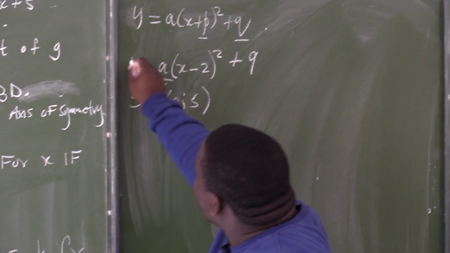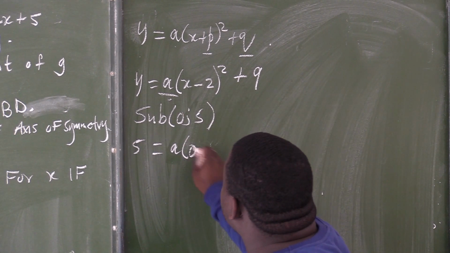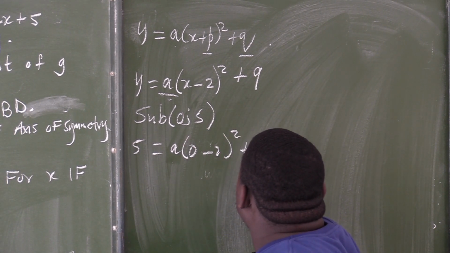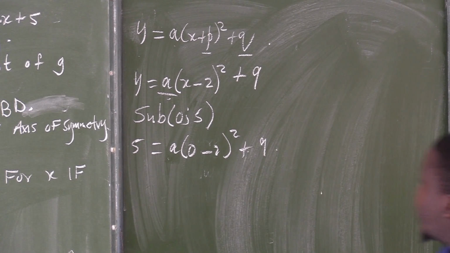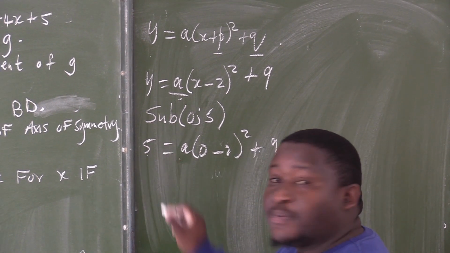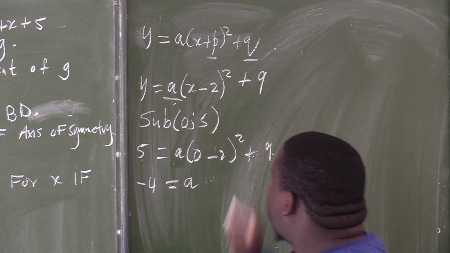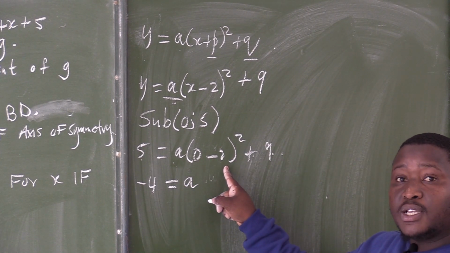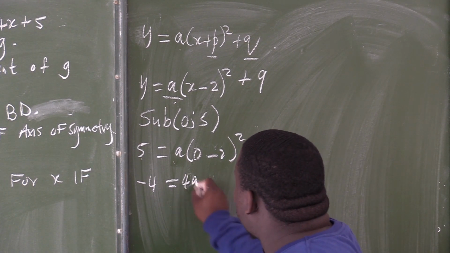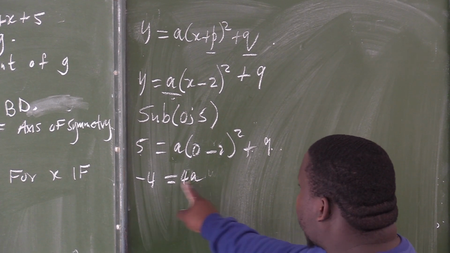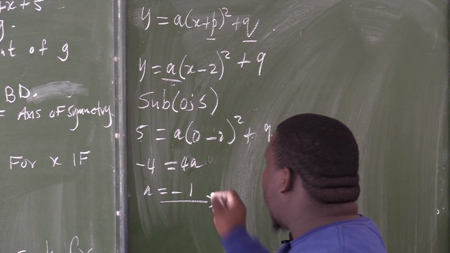So you go here, y, I'm putting 5 now. What are you putting for x? We are putting 0. Then this is plus 9. Then you can work out the value of a. Let us find a. You move the 9. This becomes 5 minus 9, which becomes negative 4. Then this is still a. 0 minus 2 is minus 2, squared is 4. It means here I will end up with 4a. Now how to find a? I can divide by 4 on both sides. Then this gives us a, which is negative 1.